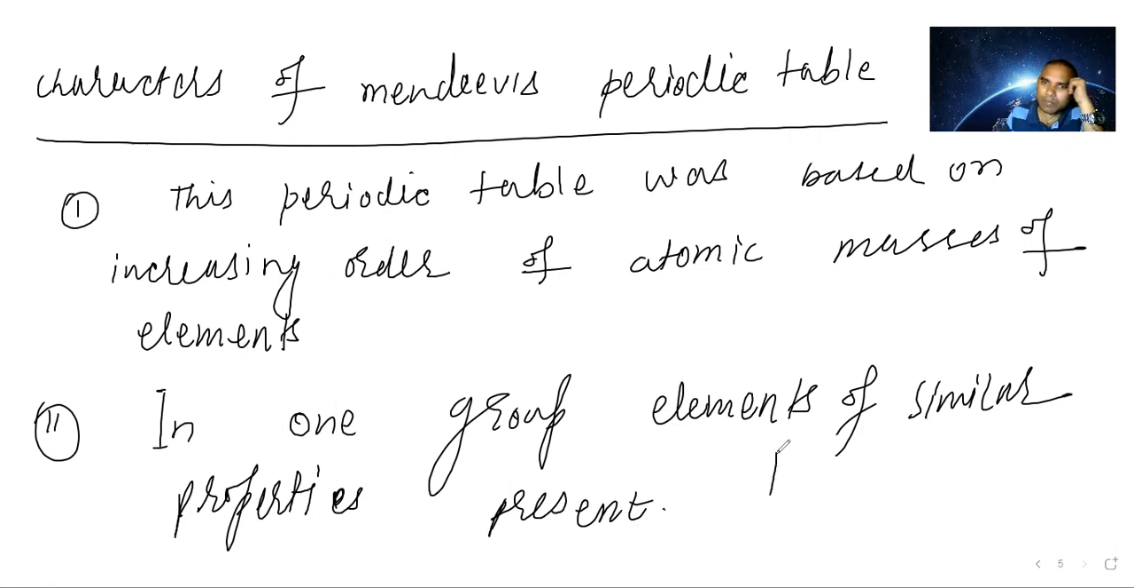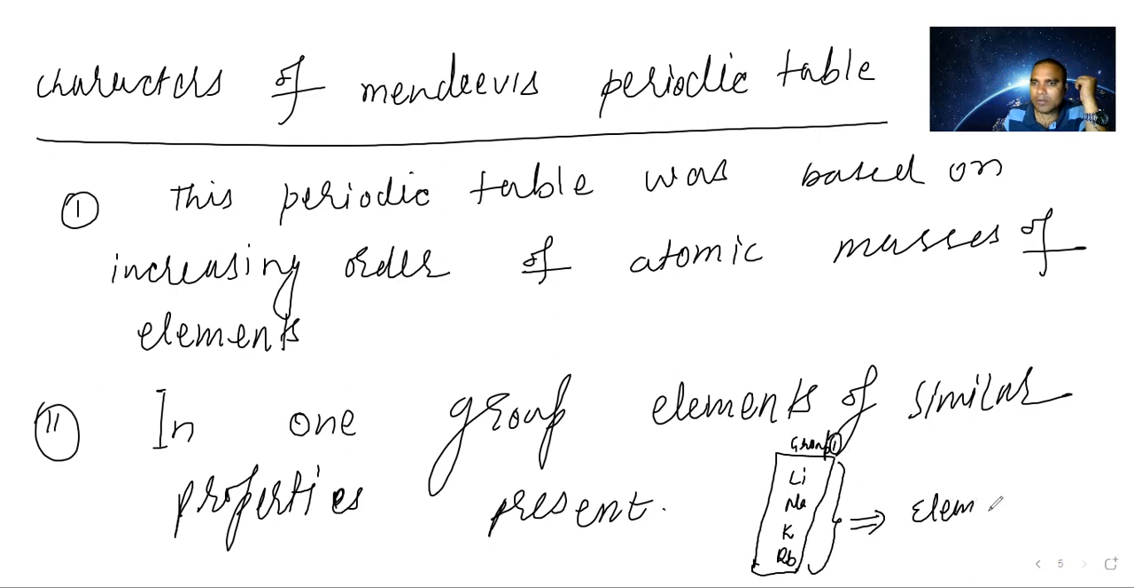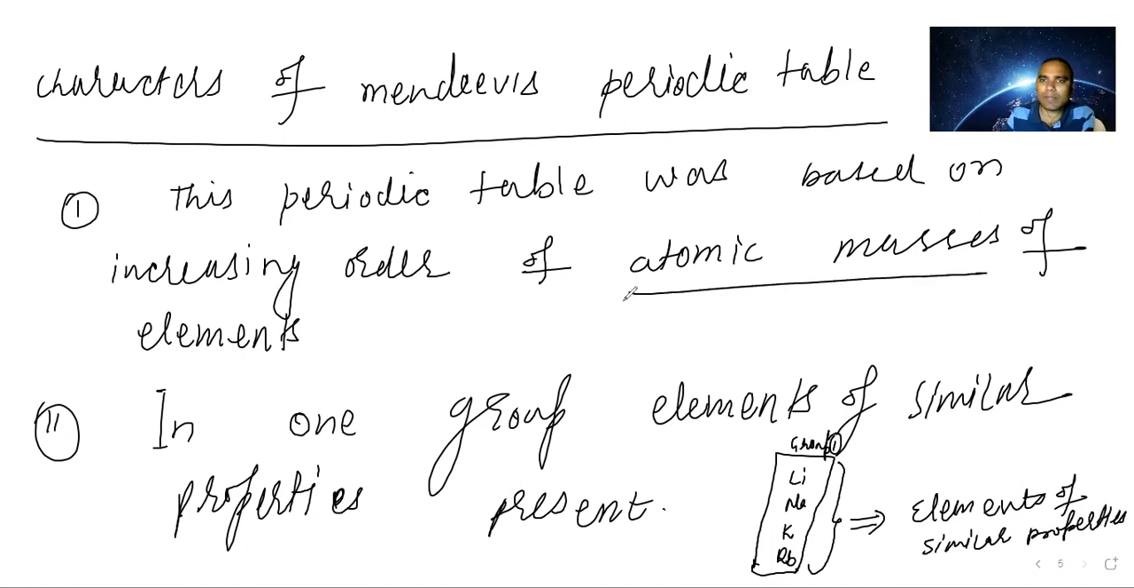Suppose I'm talking about group 1. Group 1 means lithium, sodium, potassium, rubidium. So these elements are elements of similar property. How are these elements arranged? In increasing order of atomic masses. Are you able to understand this?